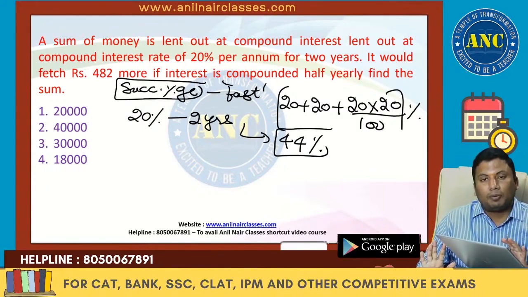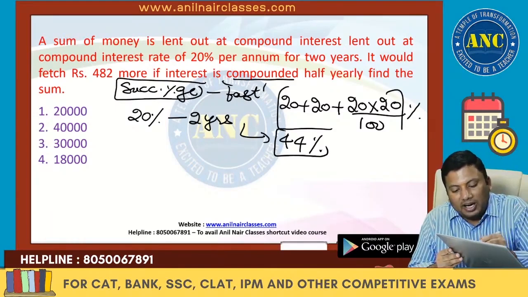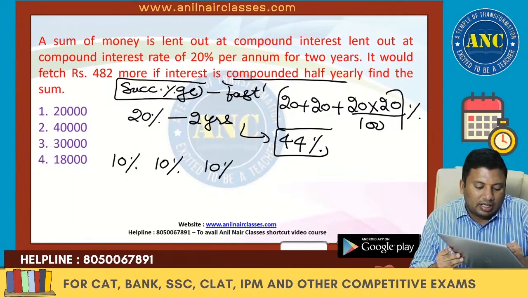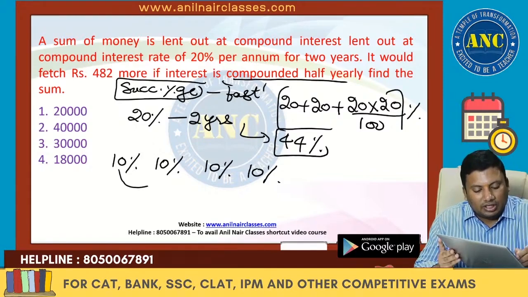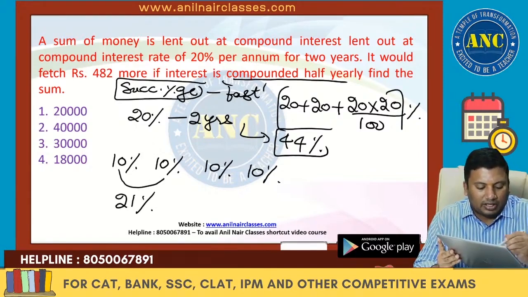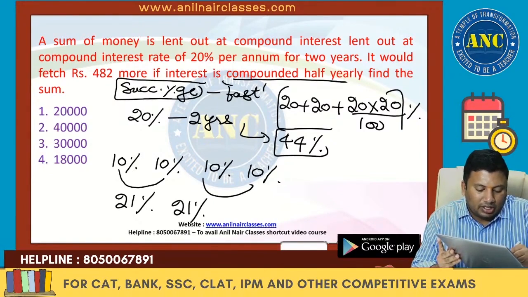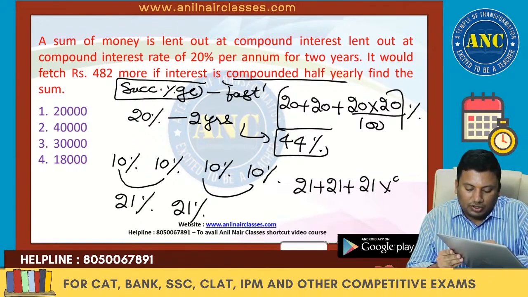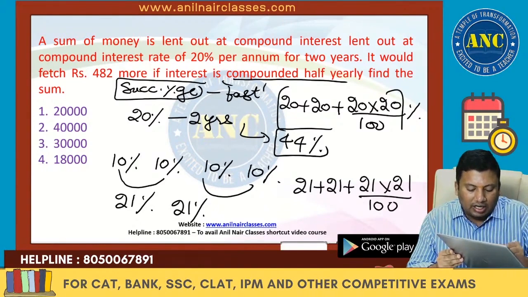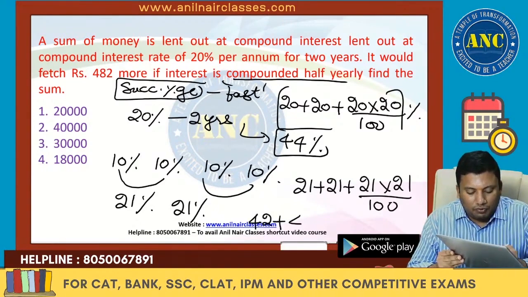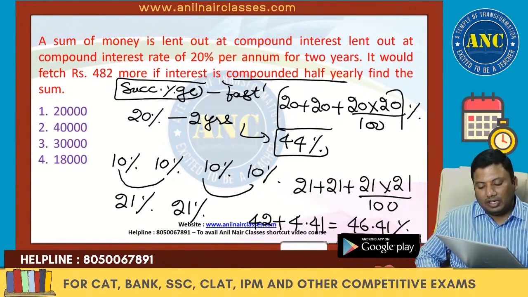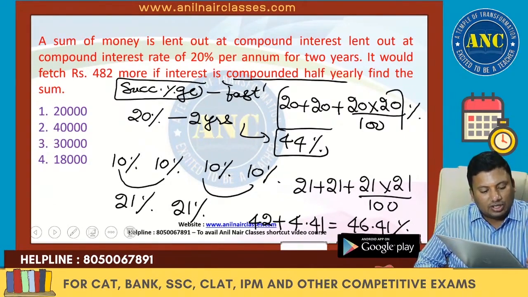Next it is compounded half yearly. That means 20 percentage will become 10 with 10. It is nothing but 21 percentage. Now 21 plus 21 plus 21 into 21 by 100. These 42 plus 441 by 100, 4.41. It is 46.41 percentage. Are you all with me?